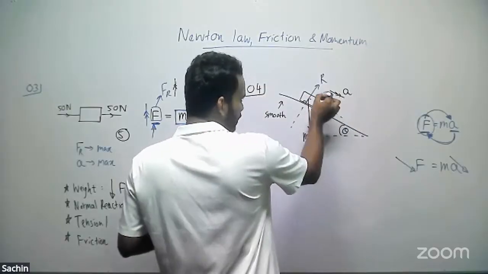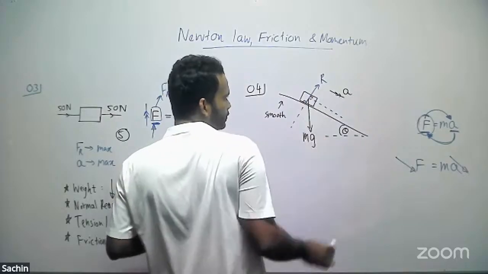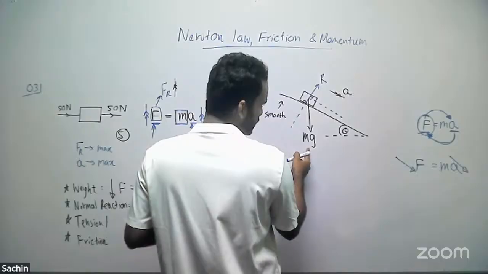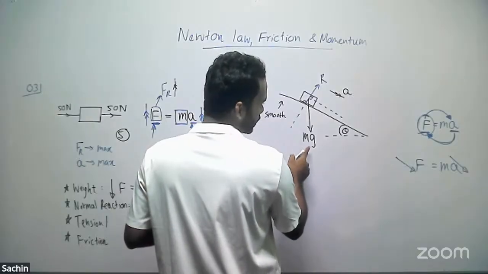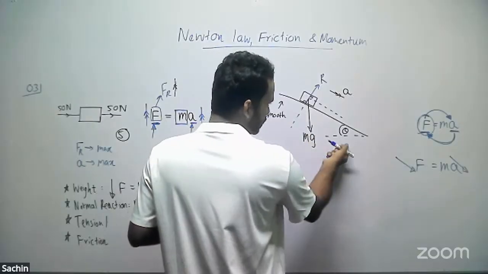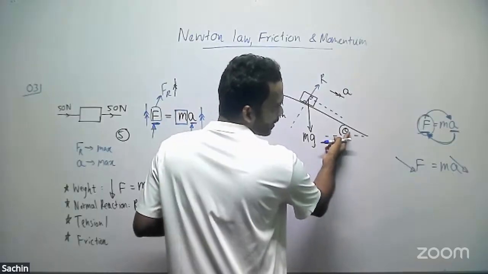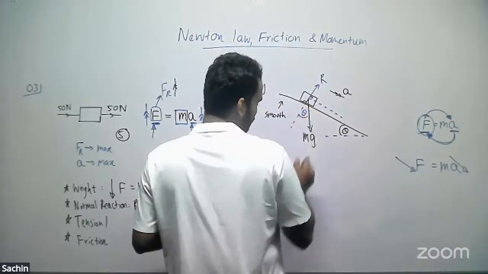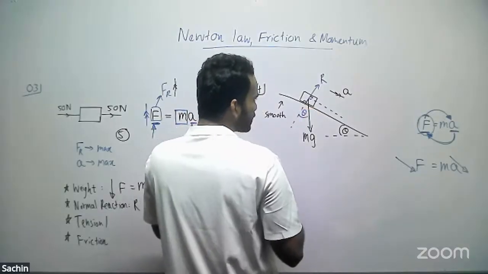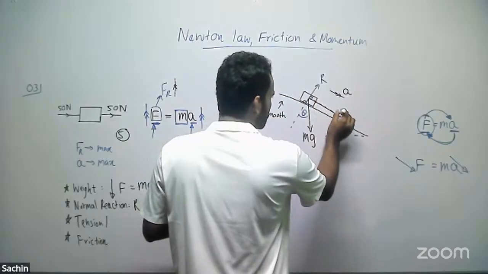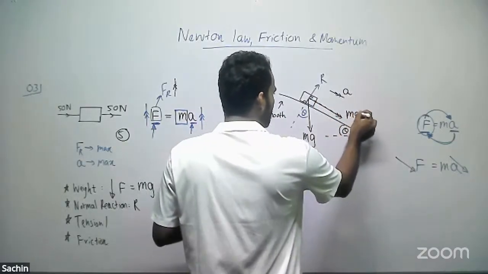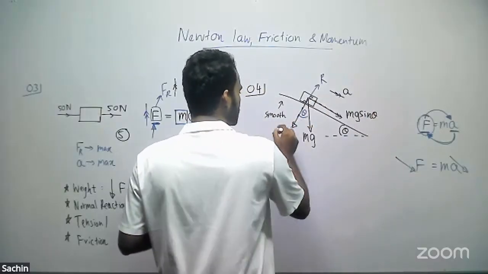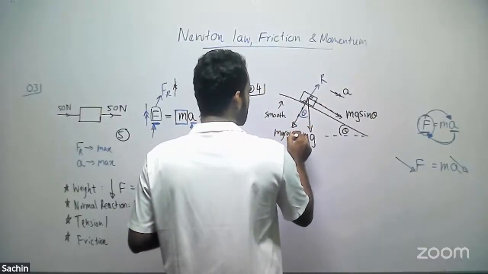You all see this reaction is always normal to the inclined plane, so it has no effect along the plane. But this mg is inclined, so there will be a component coming from this mg. If the angle of the inclined plane is theta, then this angle also becomes theta, and the force component along the plane will be mg sin theta. Perpendicular, it should be mg cos theta.